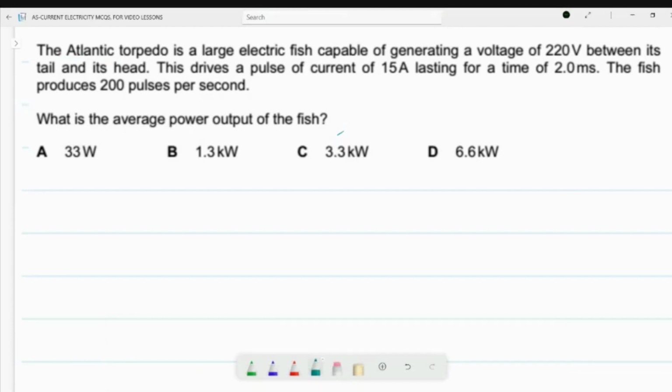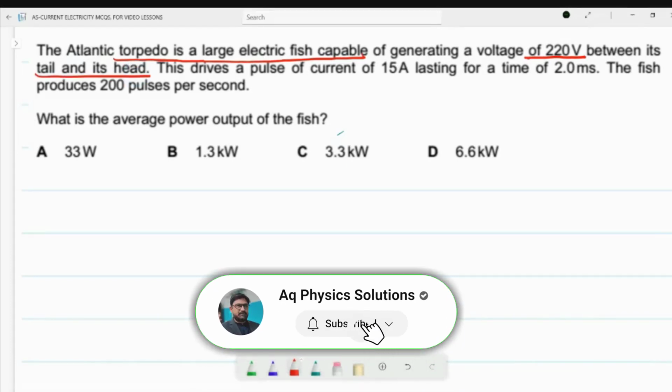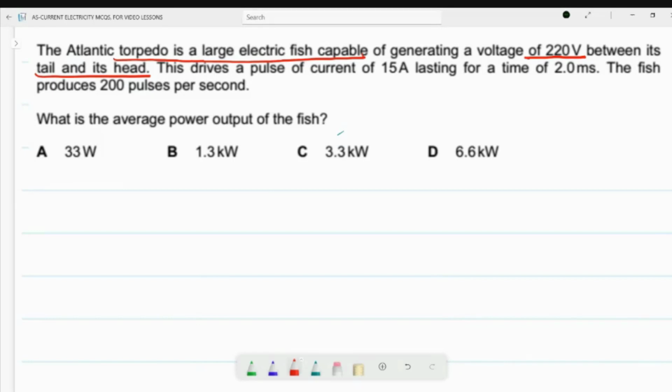The Atlantic torpedo, that is a name of a fish, is a large electric fish and it is capable of generating 220 volts between its tail and head. It's a generator typically. This drives a pulse of current of 15 ampere lasting for a time of 2.0 millisecond. It's a huge current. It is just fatal. Oh my god. The fish produces 200 pulses per second.